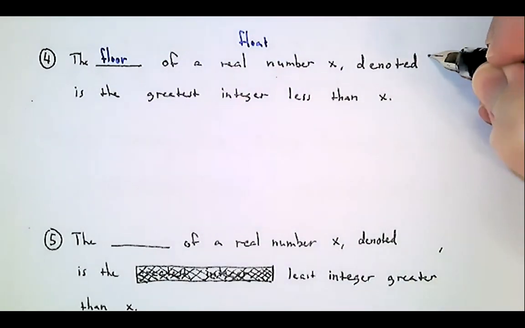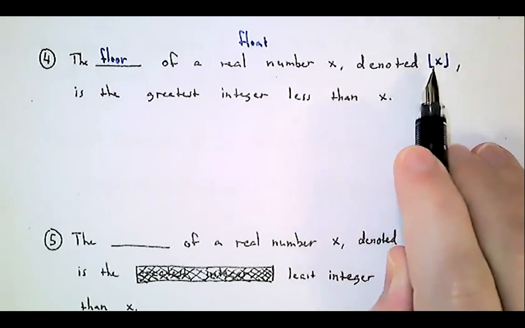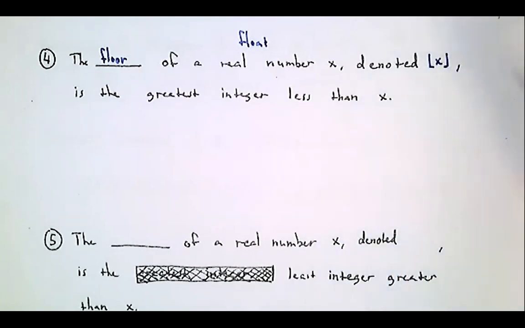denoted this way. So it looks a little bit like an absolute value symbol, except instead of just vertical lines, we put these little feet, I guess you might call them, on the vertical lines. And what this is going to be is the greatest integer less than x, less than the number that we're plugging in.